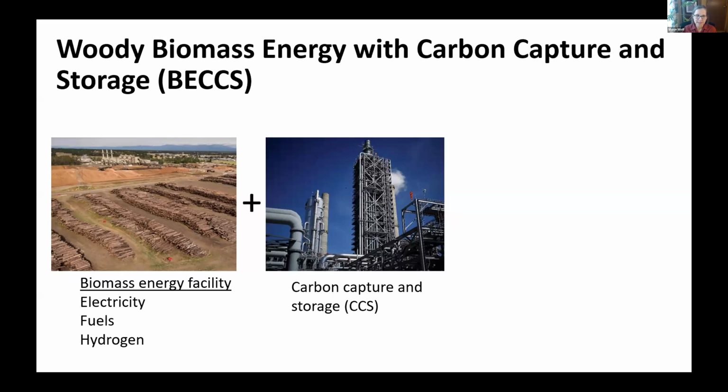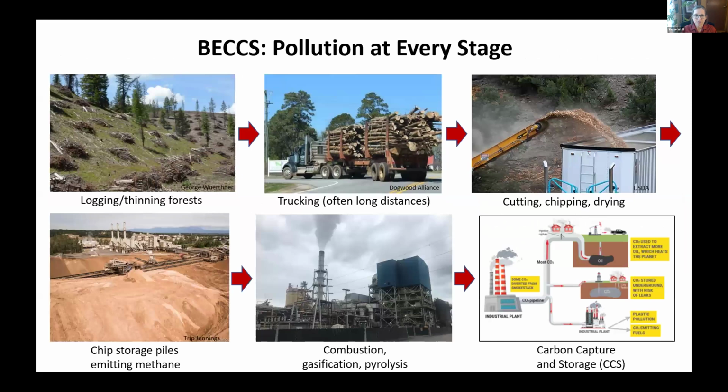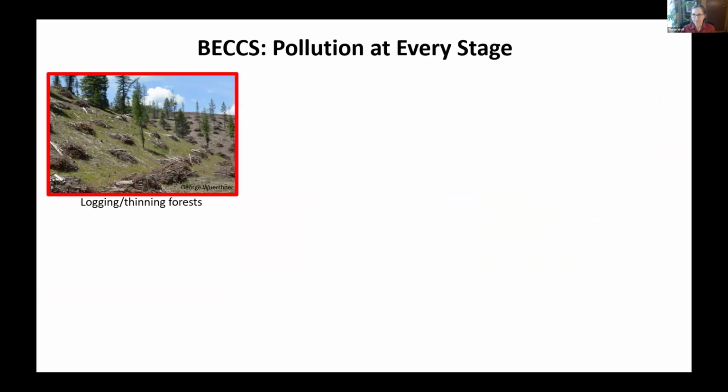But it's been very well established that biomass energy is not carbon neutral, and that putting that CCS on the smokestacks does not make it carbon negative, and instead that this leads to harms to climate, to the forest, to public health and safety, and to environmental justice. And so to understand this, I'm going to walk us through the climate and air pollution that is emitted at every stage of this BECCS life cycle. And it starts with logging and thinning forests.